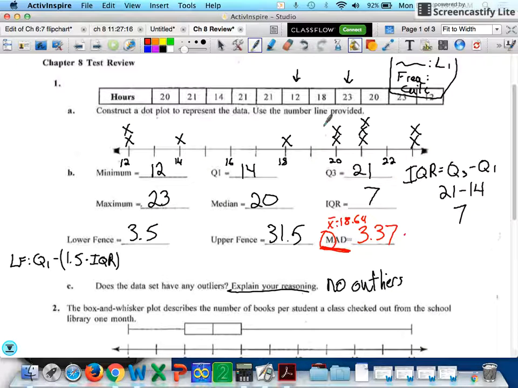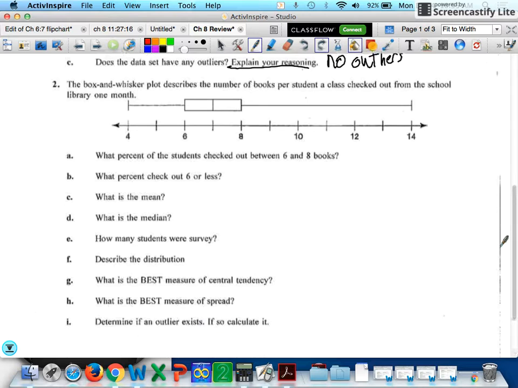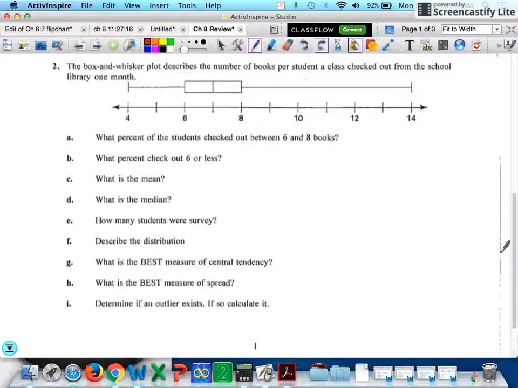Done with the first problem. We're on down here to the box and whisker problem, number 2. Okay, so it gives us the box and whisker. We can see all our different values. If you're a labeler, you can label them: min, Q1, median, otherwise known as Q2, and then Q3 and maximum. Those are all our different values.